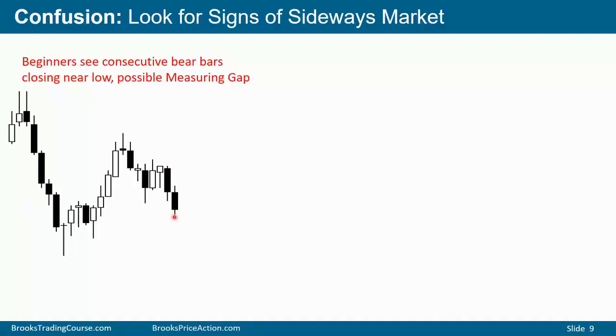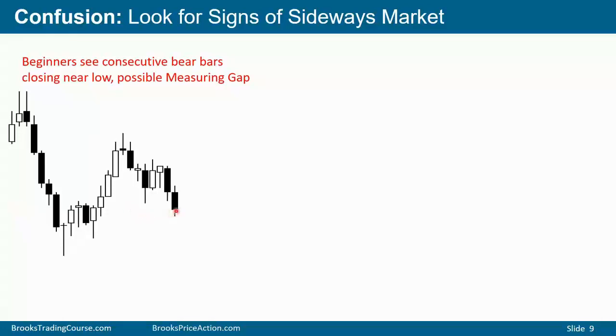Consecutive bear bars, maybe it's a bear trend again. It's not. You see this and you thought it was a bear trend, you were disappointed. You see this, you think it was a bull trend, and now you're disappointed. Now you're seeing bear bars again. Well, we have big down, big up, big confusion. We're probably in a trading range.